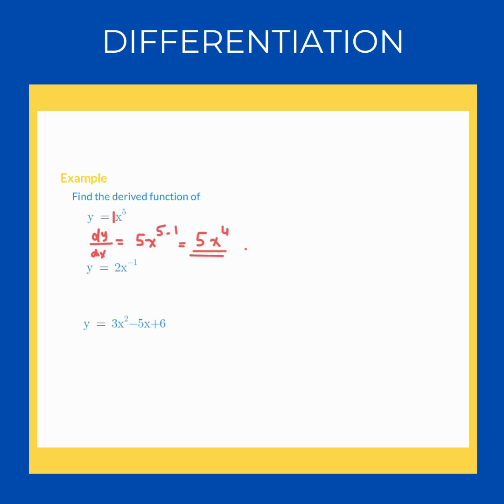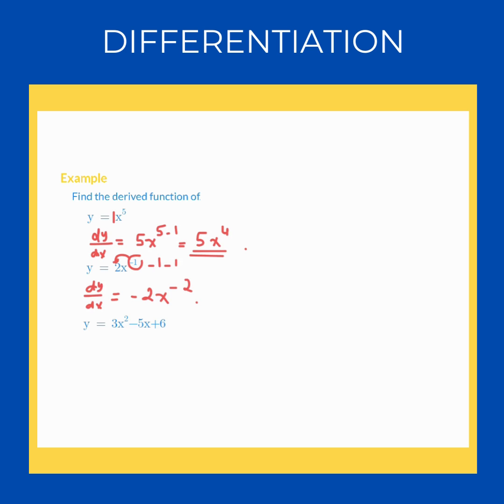For the second one, again, dy over dx is equal to, I need to multiply the power, which is negative 1, times the expression here, and it's equal to 2. So negative 1 times 2 is negative 2x, and then I have to reduce the power by 1. So I have here negative 1, again reduce it by 1, so negative 2. So dy over dx is negative 2x to the power of negative 2.